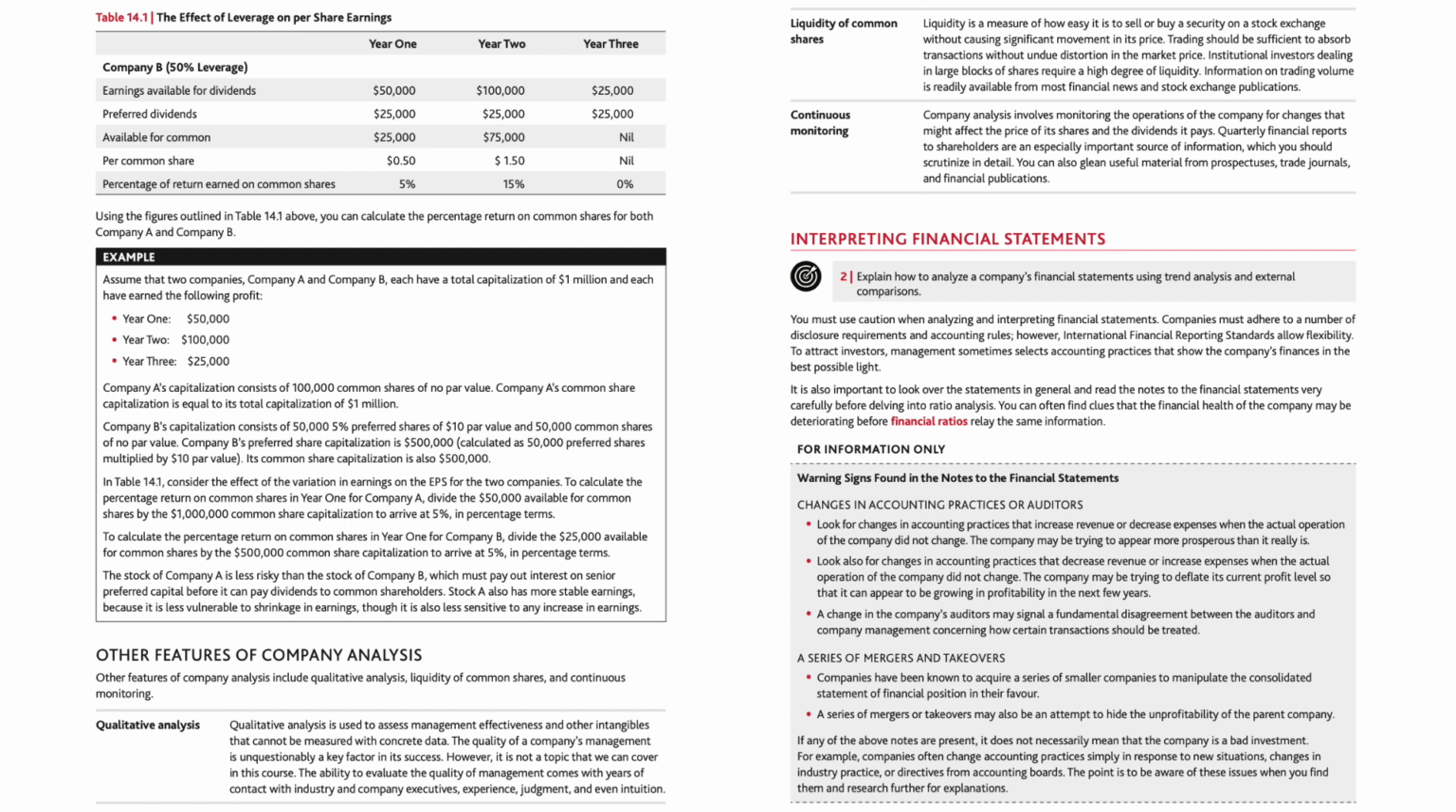The stock of Company A is less risky than the stock of Company B, which must pay out interest on senior preferred capital before it can pay dividends to common shareholders. Stock A also has more stable earnings because it is less vulnerable to shrinkage in earnings, though it is also less sensitive to any increase in earnings.